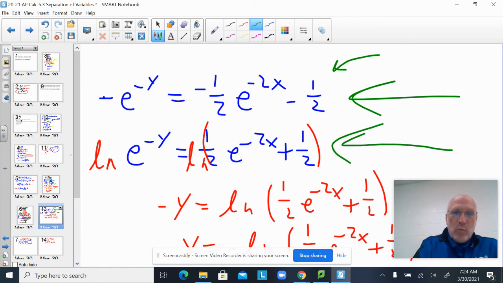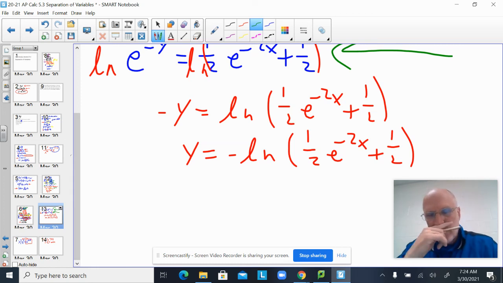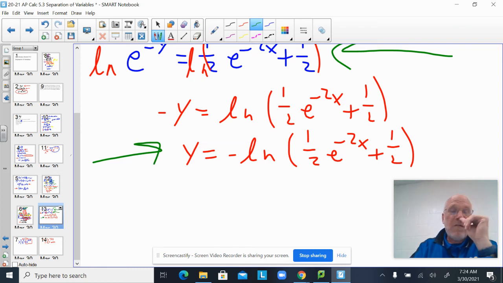And then I think all I did was, it says negative y equals, I wanted to say y equals, so I multiplied everything by negative 1, and I got to there. Yeah, I just stopped there. There's no reason to go any simpler than that. So there's your example of finding a particular solution.